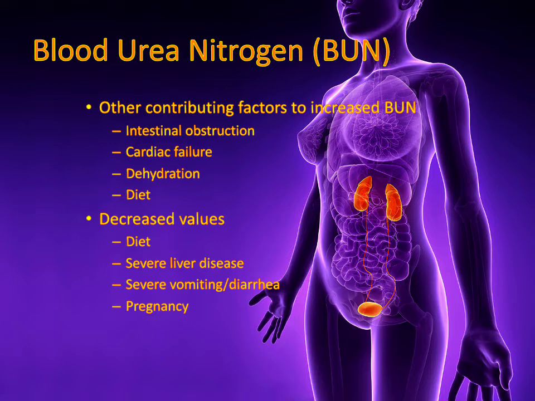Factors that can contribute to a decreased BUN include diet if there is a lower protein and/or nucleic acid intake, severe or end-stage liver disease due to the inability of the liver to convert ammonia to urea, severe vomiting and/or diarrhea due to a decreased absorption of protein and nucleic acids, and pregnancy due to nutrients being diverted to the developing fetus.